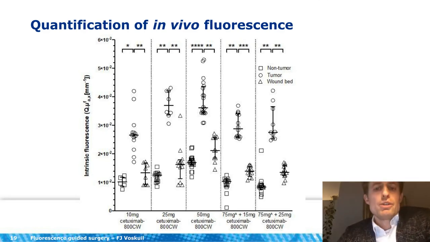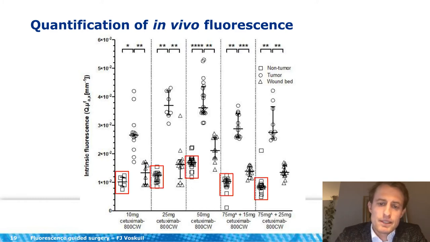So again, not only looking at fluorescence but also quantifying it. Here we see the intrinsic fluorescence results of the five different cohorts. From left to right, the unlabeled, only the labeled, and on the right two columns, we see the unlabeled followed by the labeled cetuximab. And we see a clear increase in the fluorescence when increasing the dose, but we also see a clear increase in the background fluorescence when increasing the dose without a pre-dose.